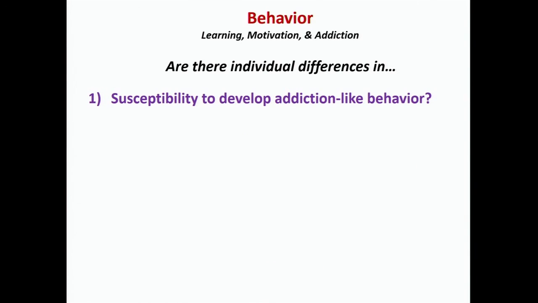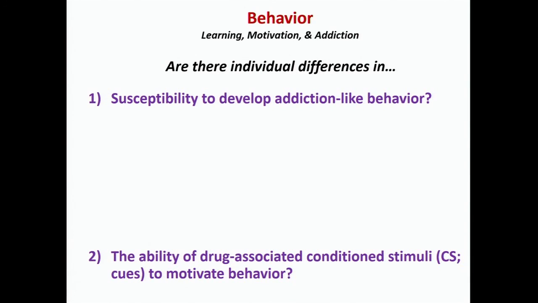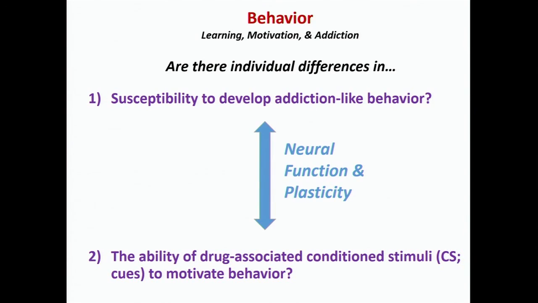And so, just another little overview here. The idea is that there are individual differences in susceptibility to addiction. We need to develop good models for this. Cues can motivate behavior as well, and there are individual differences in that. And so what we're really interested in is looking at neural function and neuroplasticity and how that ties these two areas together.